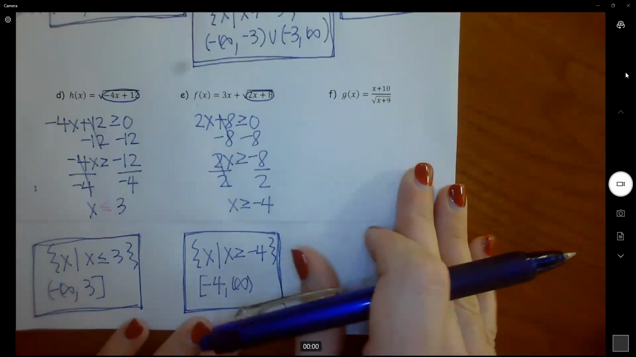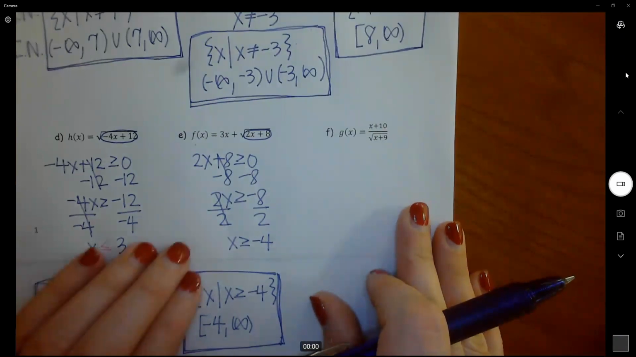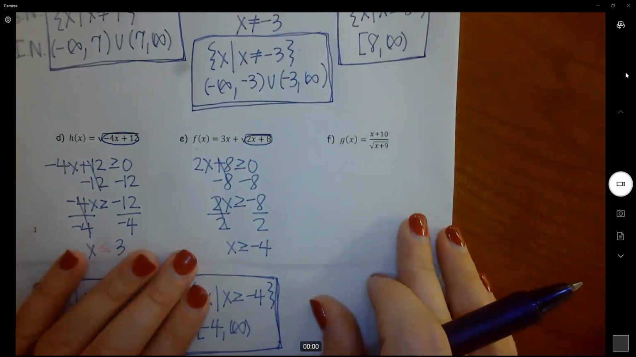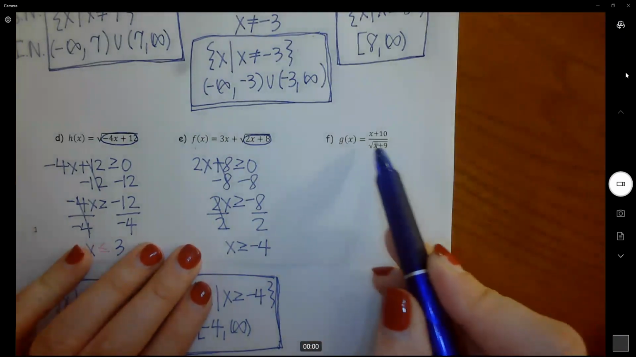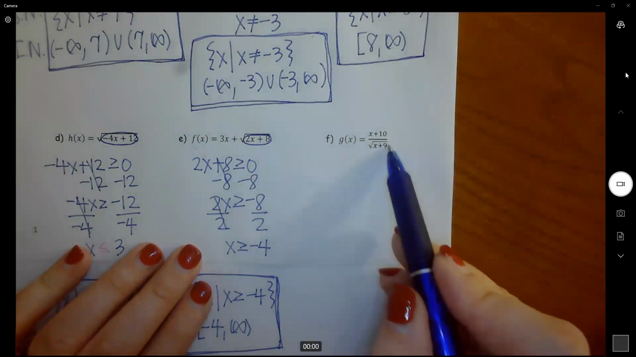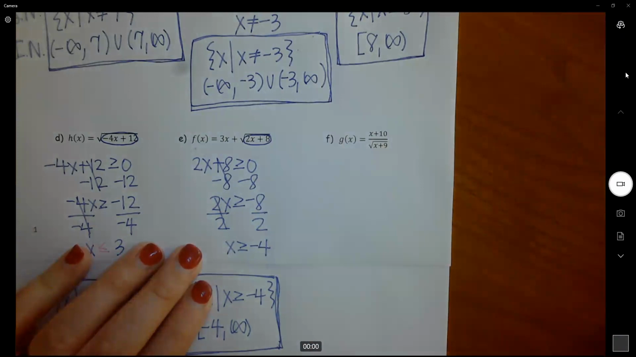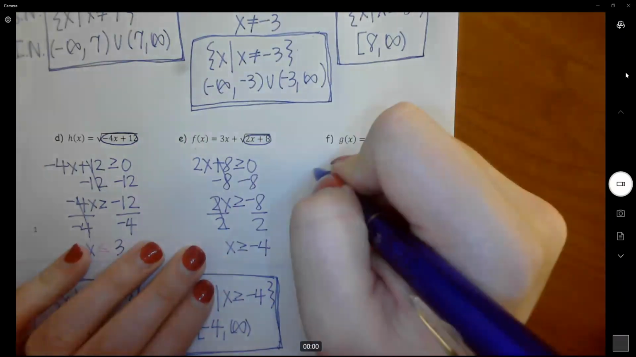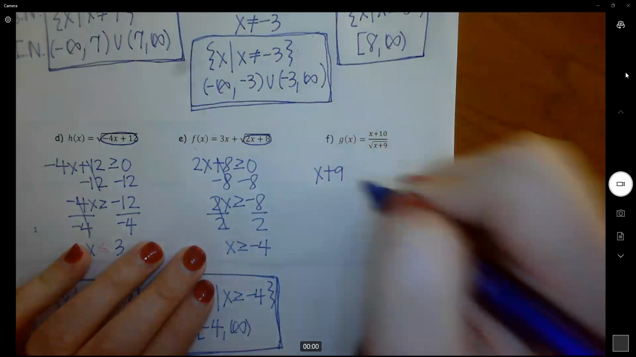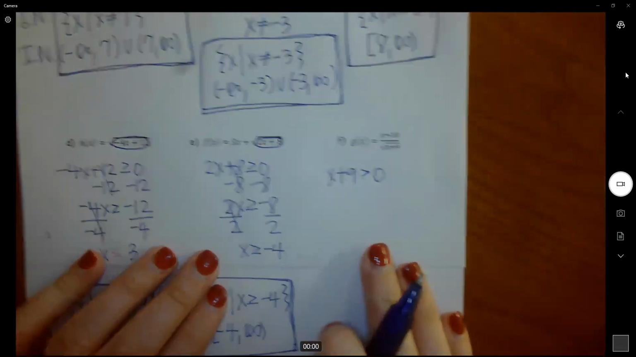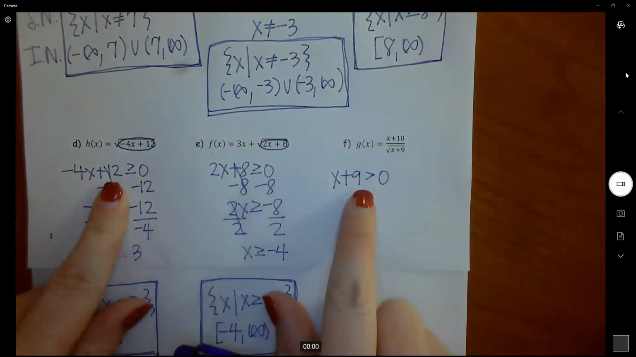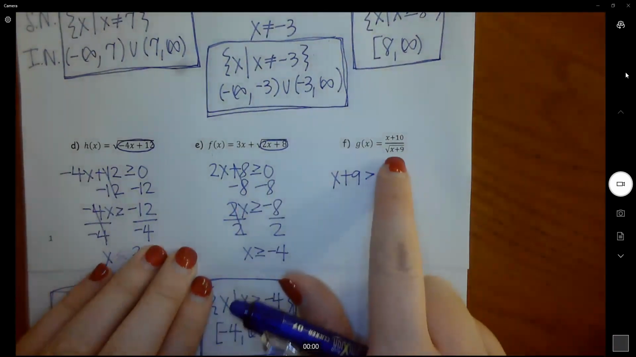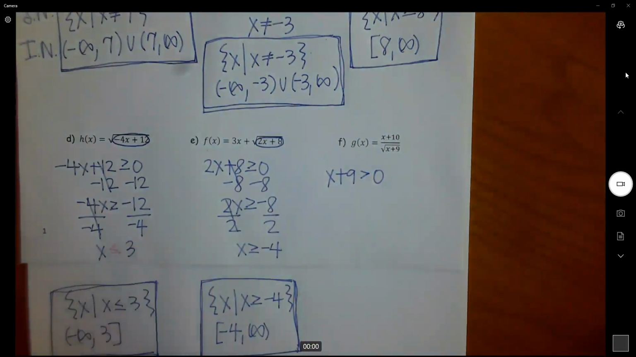And then my last one here is really a combination of both of these. I have to make sure that my first rule or commandment is not violated by not dividing by 0 in the bottom. And then because I have a square root, I have to make sure that what's under this radical is also positive. So to solve this one, we will do x plus 9 is greater than 0. Notice that all of these other radicals was greater than or equal to 0. But if I set this equal to 0, then I can get 0 in that denominator, and we cannot divide by 0.